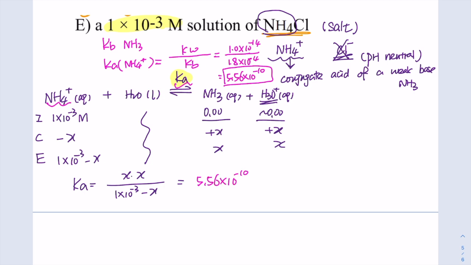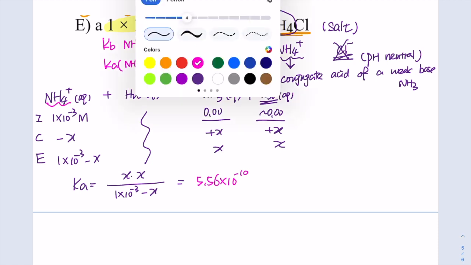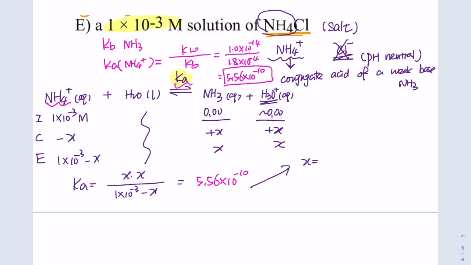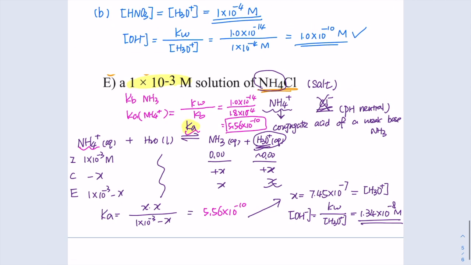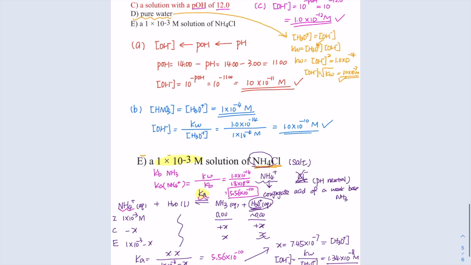This K is small enough, so we use the small approximation and cross multiply, so we can solve for x. Therefore this x is solved as 7.45 times 10 to the power negative 7. And this value equals what? Hydronium ion concentration. What's our concern? Hydroxide. So how do we calculate this? Kw divided by hydronium ion concentration. Finish this, and we'll get about 1.34 times 10 to the power negative 8. Okay, so this is the concentration of hydroxide in that salt solution.